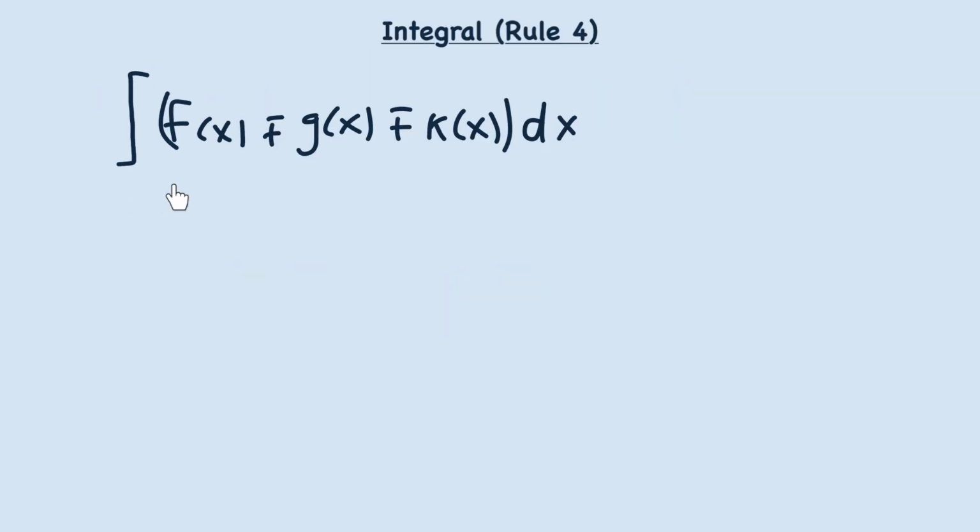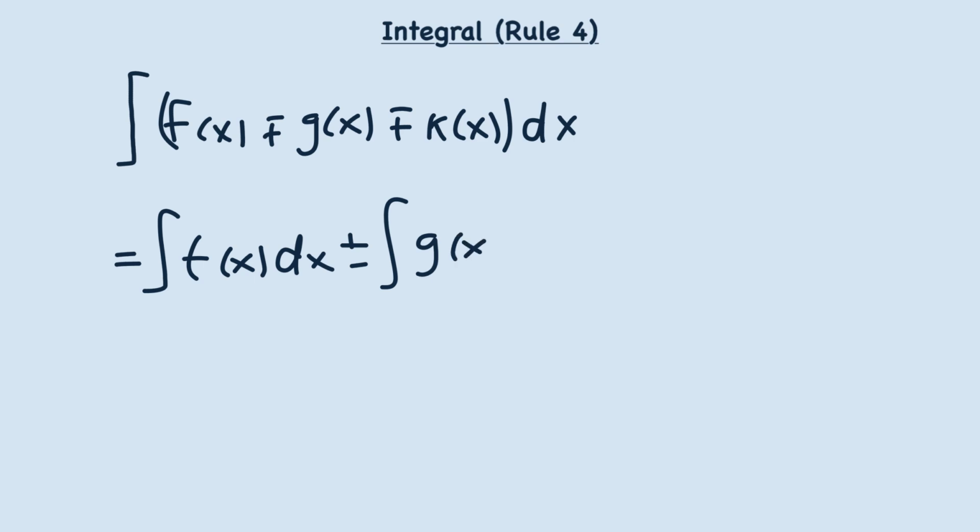Now, what if I have an integral of a multiple of functions, for example, f(x) plus or minus g(x) plus or minus k(x) dx? The easiest way is to distribute the integral over all of these functions. So we will have the integral of f(x) dx plus or minus the integral of g(x) dx plus or minus the integral of k(x) dx. Let us take an example.